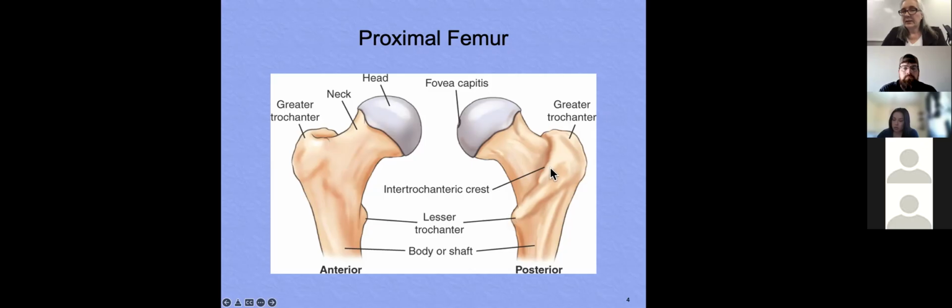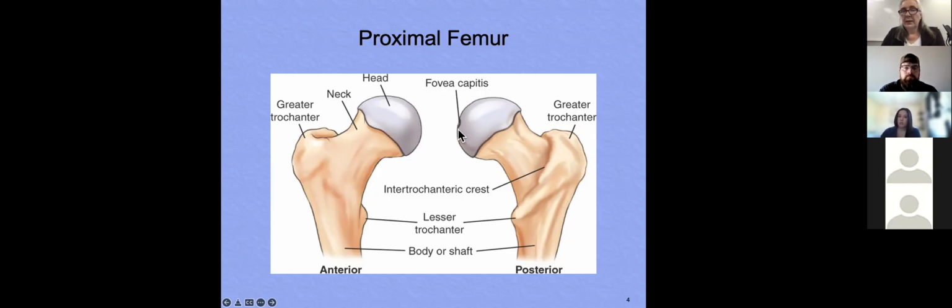Now, posteriorly, this is more important, more prominent. This would be the intertrochanteric crest. Now, I know it sounds like a big word, but intertrochanteric just means between the trochanters.